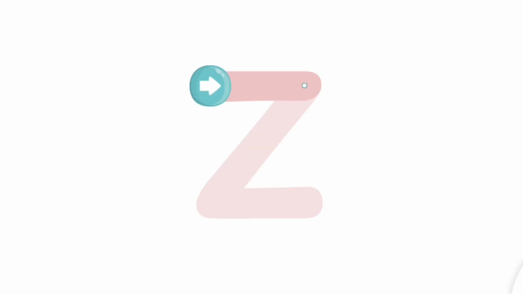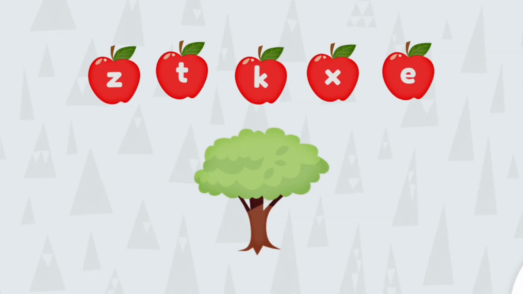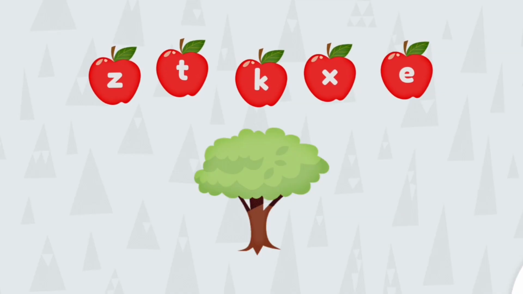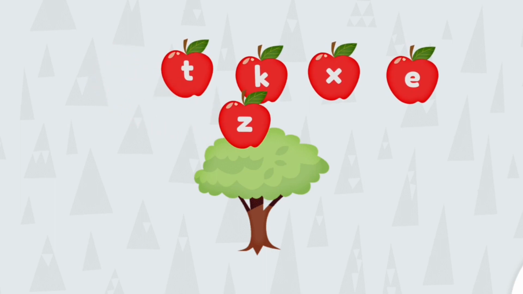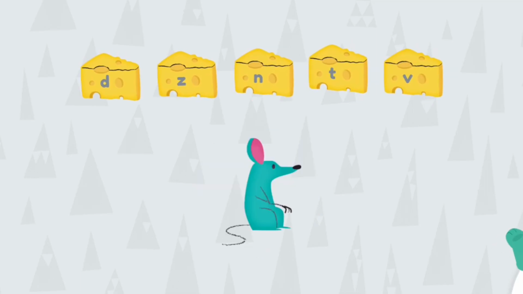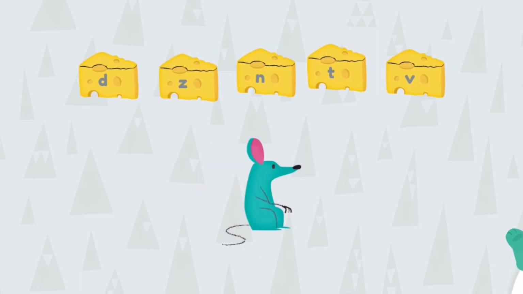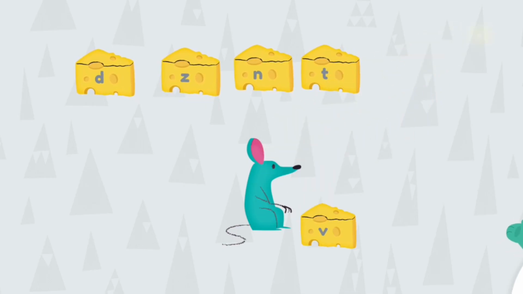Trace the lowercase letter Z. Great! You traced the letter Z. The apple with the letter Z on the tree. Z. Good job! Give the rat the cheese with the letter V. V. Good thinking!